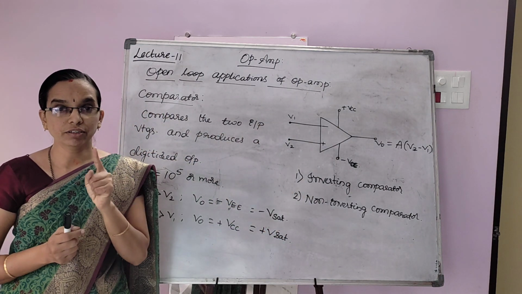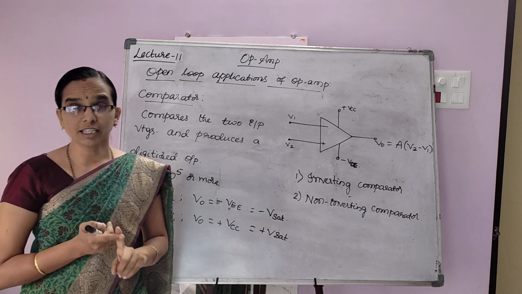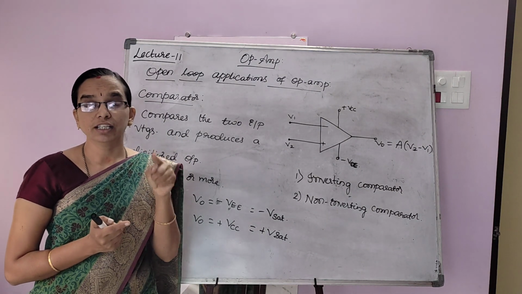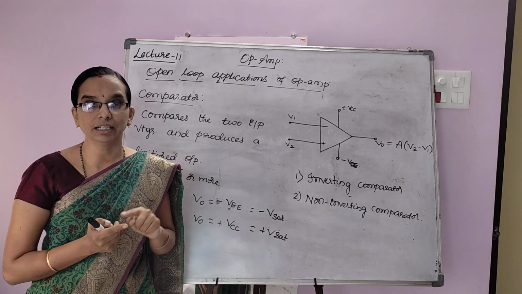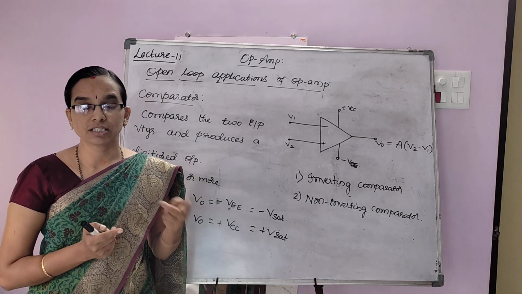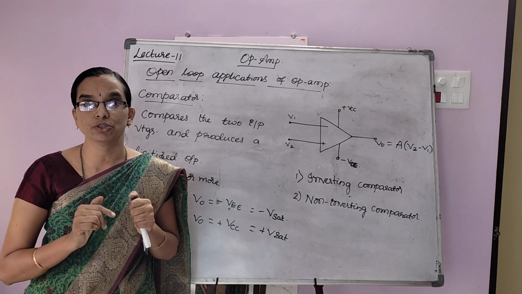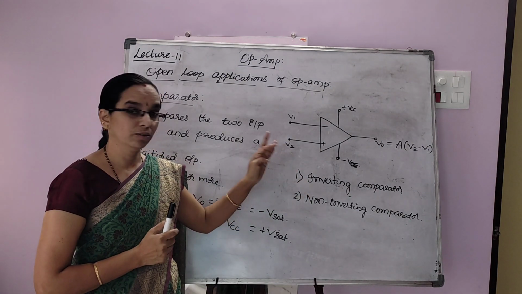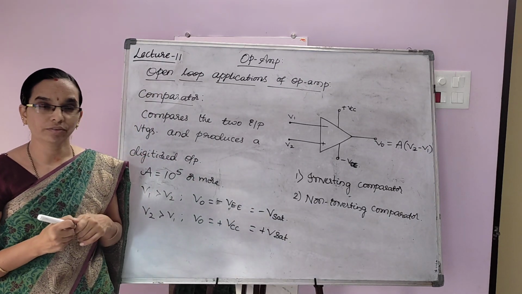That means in an inverting comparator, the varying input which is to be compared is given to the inverting terminal, whereas in a non-inverting comparator, the varying input which is to be compared is given to the non-inverting terminal. The reference should be given to the opposite terminal. On that basis, comparators are divided into inverting and non-inverting comparators.